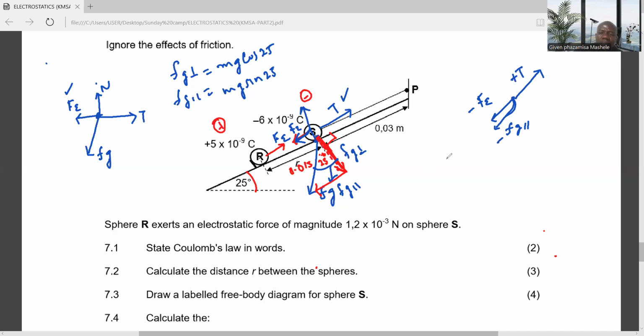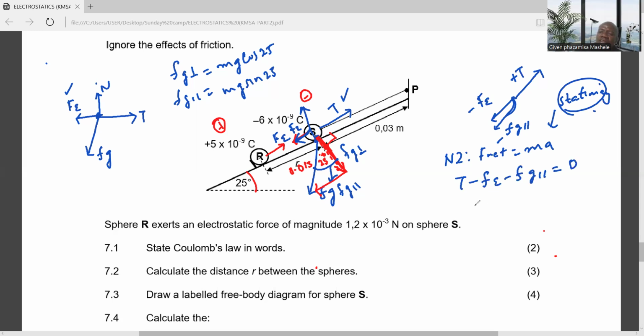According to Newton's second law of motion, the net force is equal to mass multiplied by acceleration. But they said the system is stationary, which means the net force here is zero. So now we're going to say tension minus Fe minus Fg parallel equals zero. Let's make tension the subject of the formula: the electrostatic force plus Fg parallel.